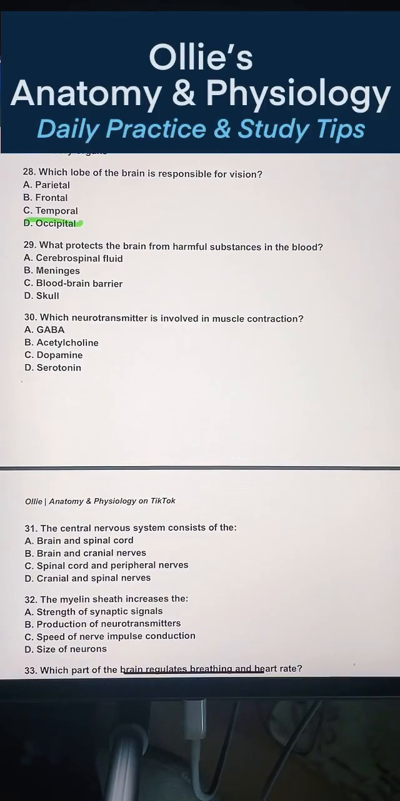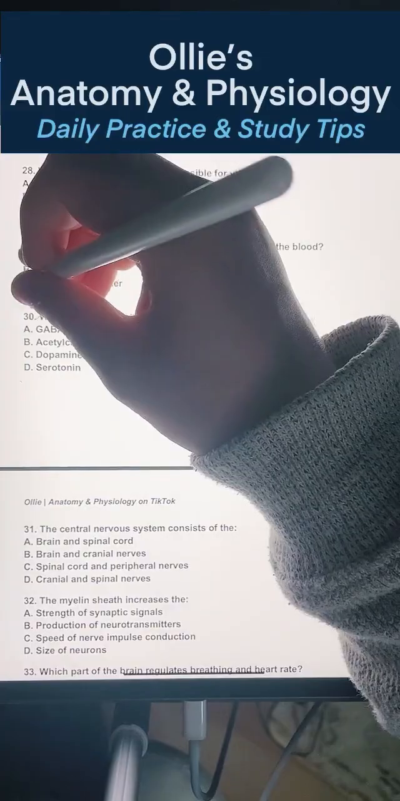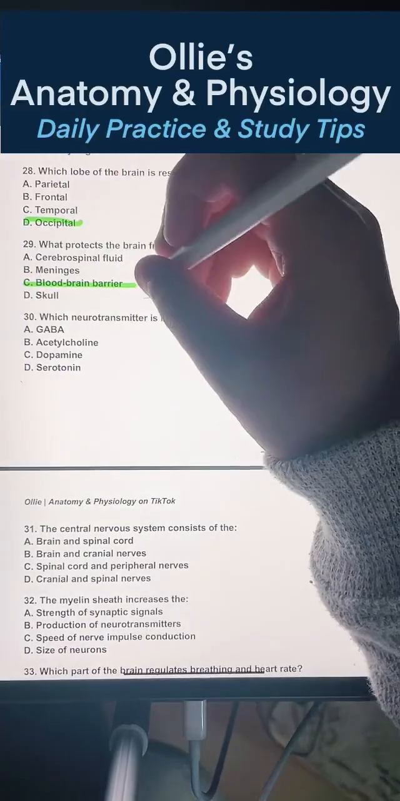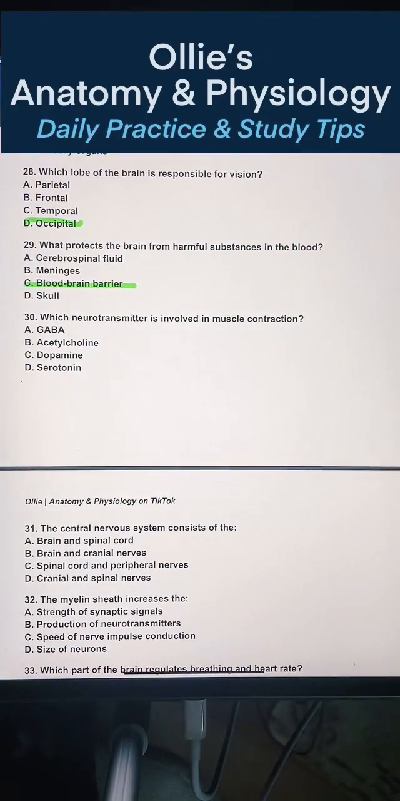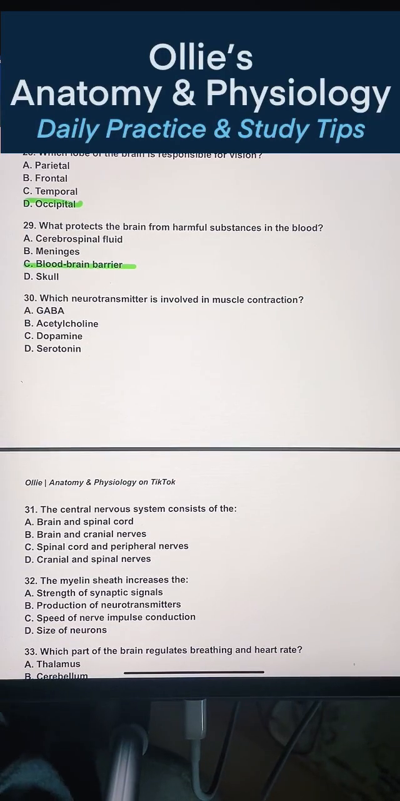Number 29, what protects the brain from harmful substances in the blood? The answer is C. The wonderful BBB, the blood-brain barrier, that selectively allows substances to pass. Number 30, which neurotransmitter is involved in muscle contraction?